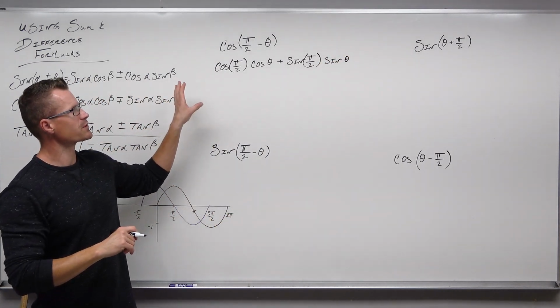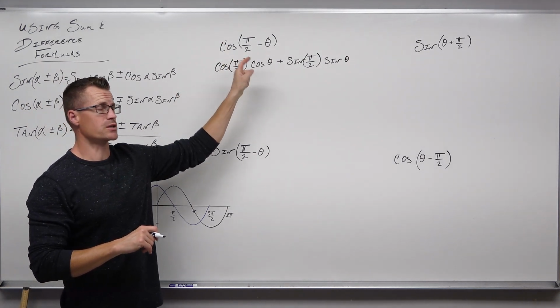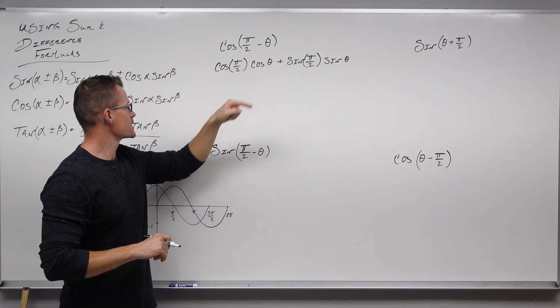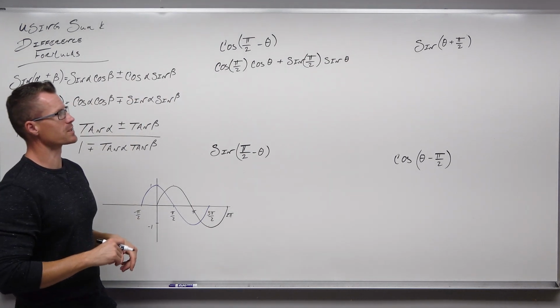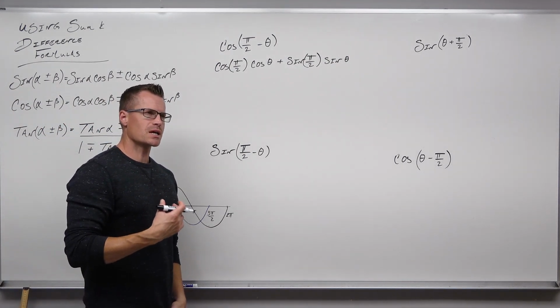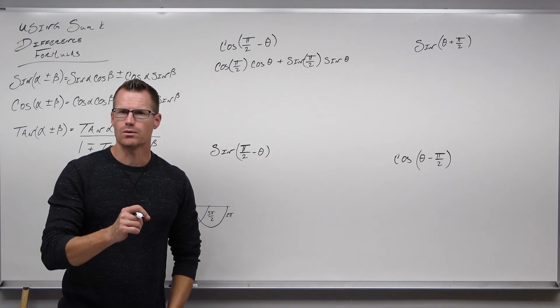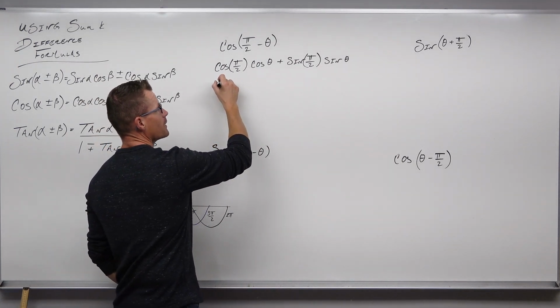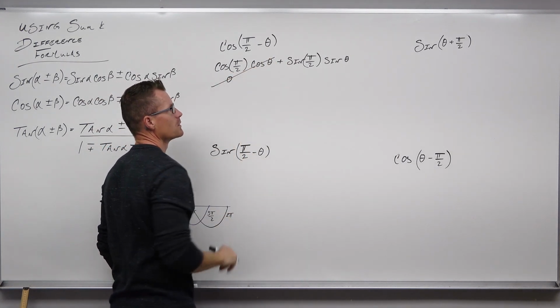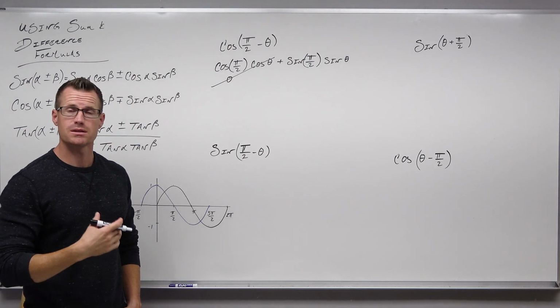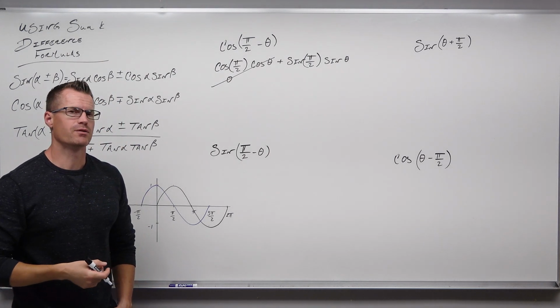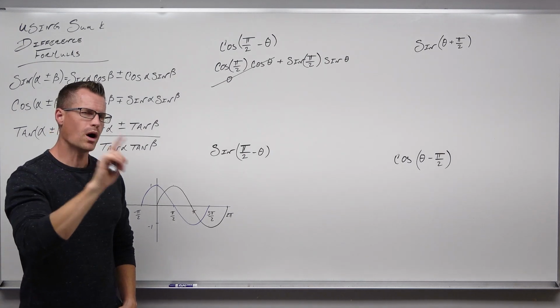So cosine pi over 2 cosine theta, different sign, so plus sine pi over 2 sine theta. That's what our formula says. Now, cosine of pi over 2 is 0, so this whole thing cancels out. Cosine of pi over 2 is 0. What about sine of pi over 2? Sine of pi over 2 is 1.